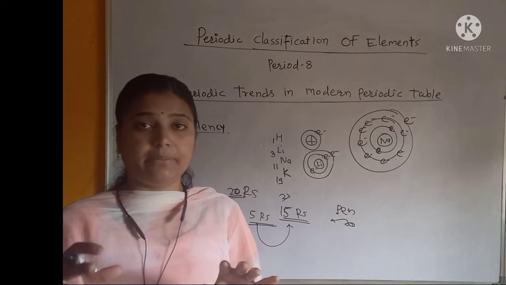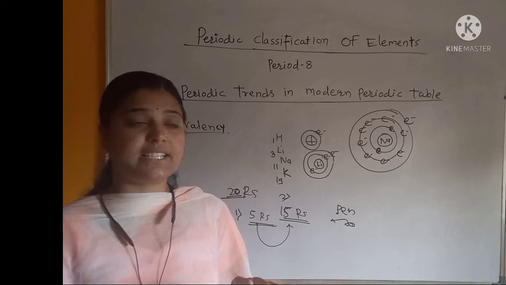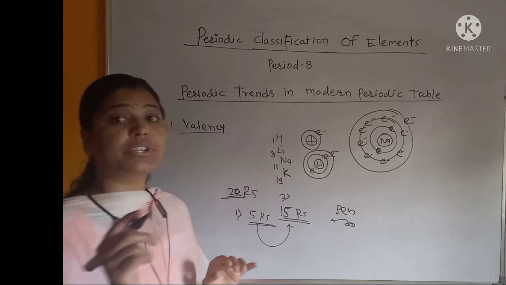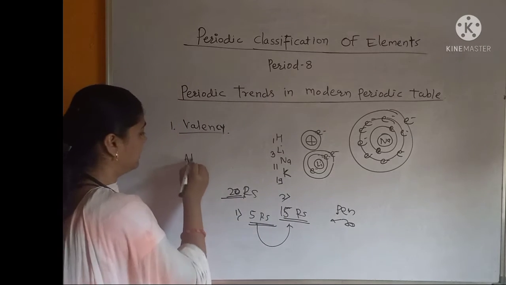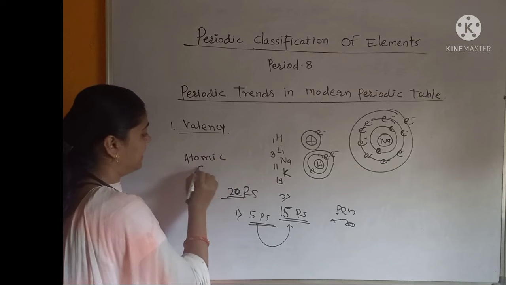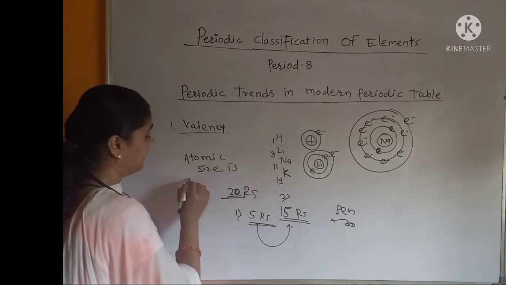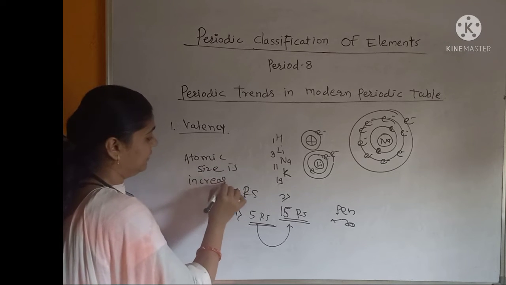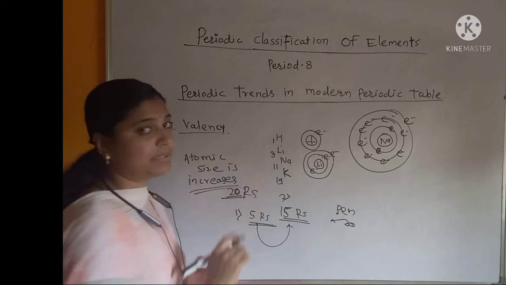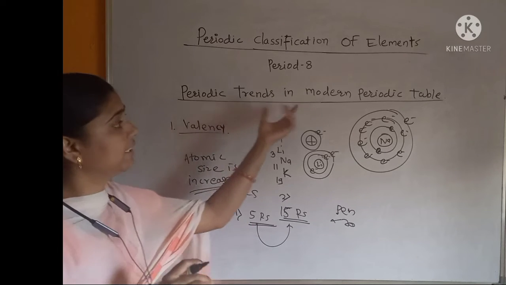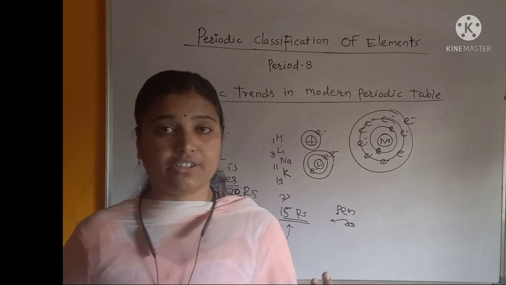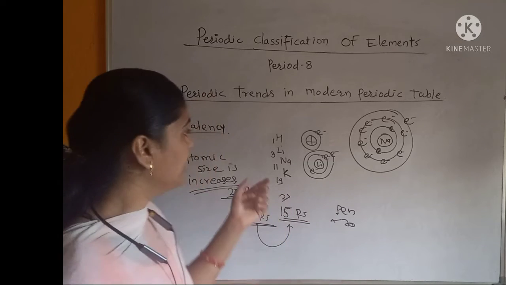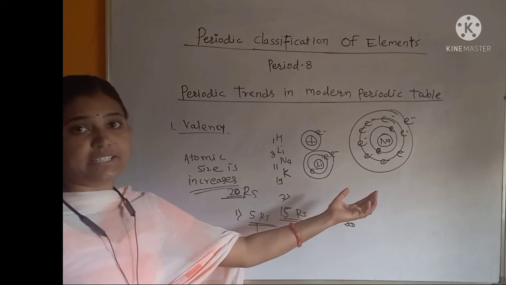This means that when we see the electronic configuration of elements along the groups, the orbits around the elements increase. It means their atomic size also increases. Atomic size is also one of the periodic trends in the modern periodic table. First is the valency and second is the atomic size. So here atomic size also increases.